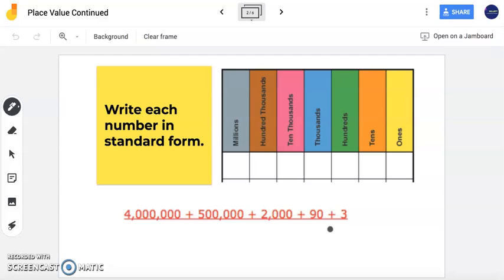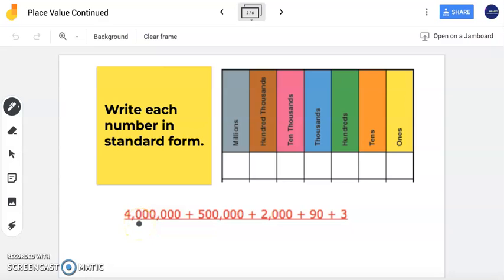Now, expanded form is pretty cool because all it is doing is tearing that number apart that's already written in standard form and writing what the value of each digit is. And then once you separate that number and tear it piece by piece apart, then you get the value of each digit. And what's great is you can add that all together and you'll find that it goes right back to that same exact number that you originally started with.